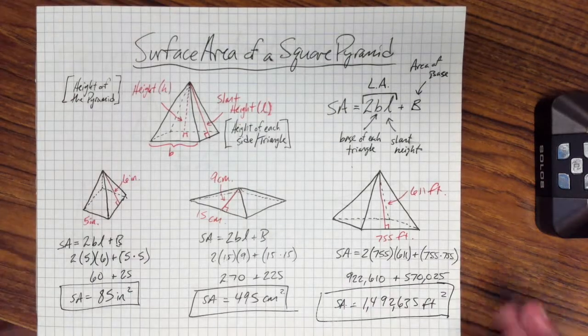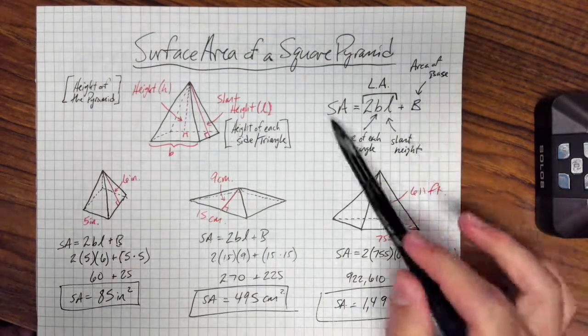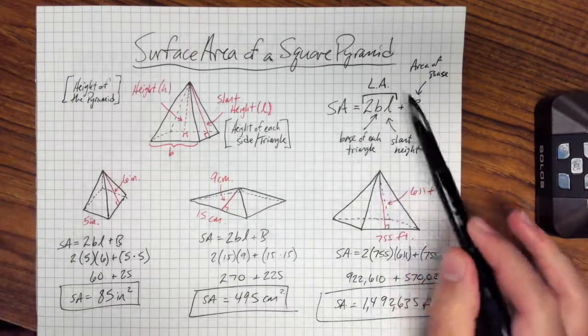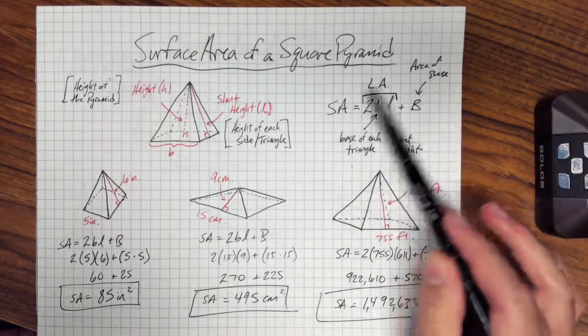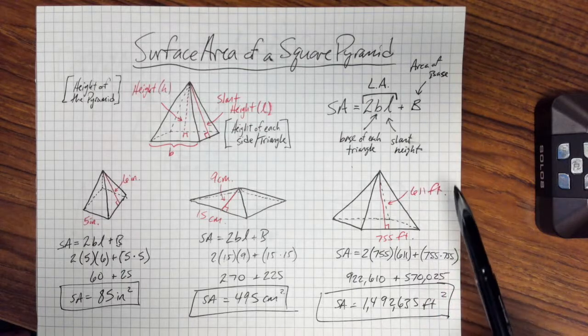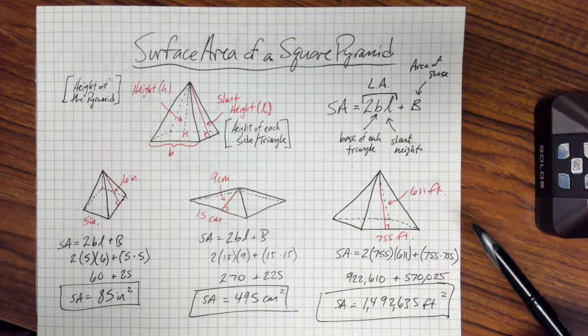All right. Good thing you have a calculator, right? So, reminder, here's your formula for the surface area of a square pyramid. Everything's labeled. Make sure you know this. Make sure you know how to use it. Feel free to rewatch the video.